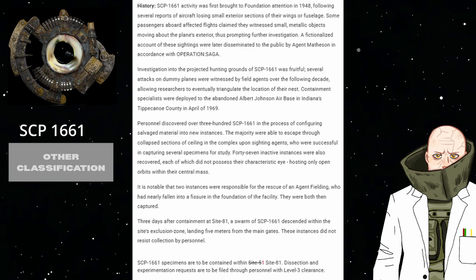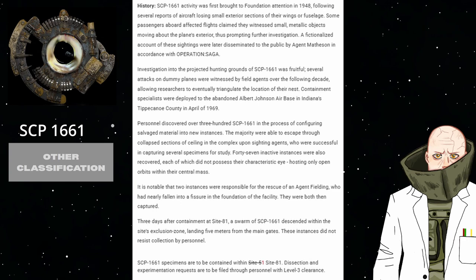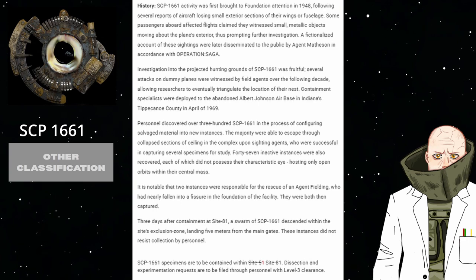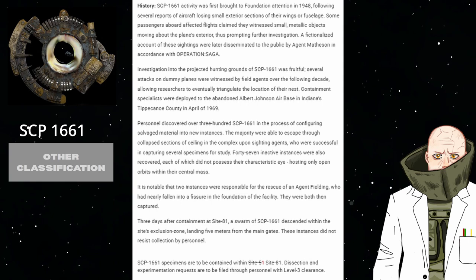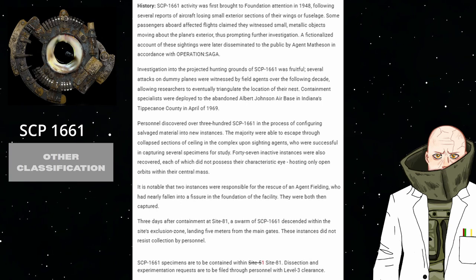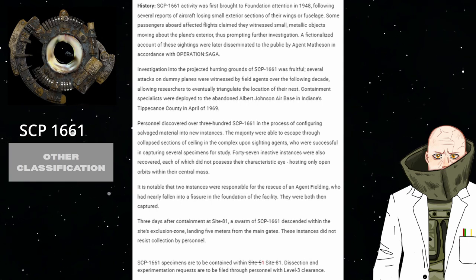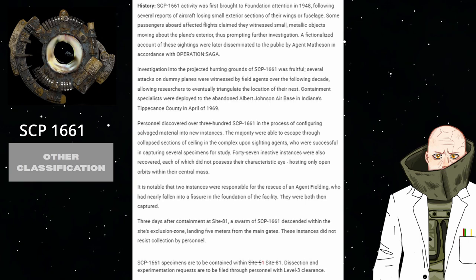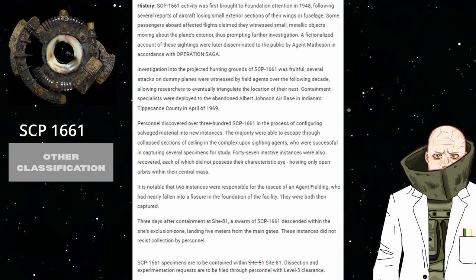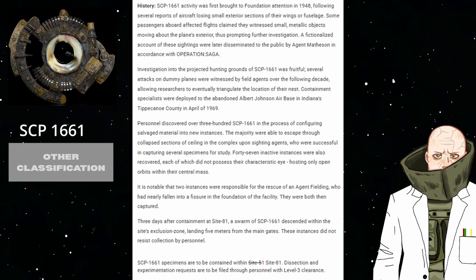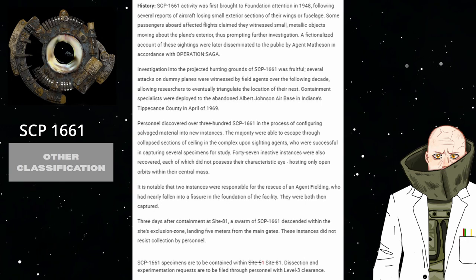Investigation into the projected human hunting grounds of 1661 was fruitful. Several attacks on dummy planes were witnessed by field agents over the following decade, allowing researchers to eventually triangulate the location of their nest. Containment specialists were deployed to the abandoned Albert Johnson Air Base in Indiana's Tippecanoe County in April of 1969. Personnel discovered over 300 SCP-1661 in the process of configuring salvaged material into new instances.